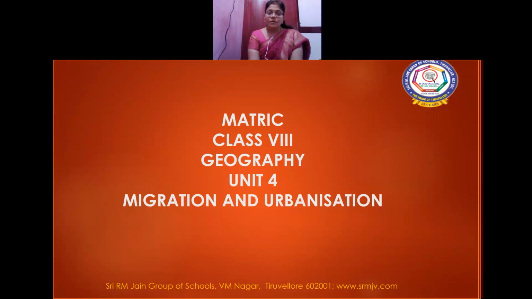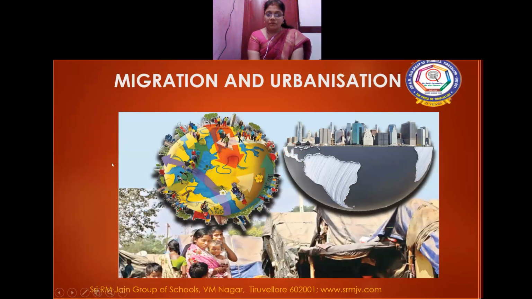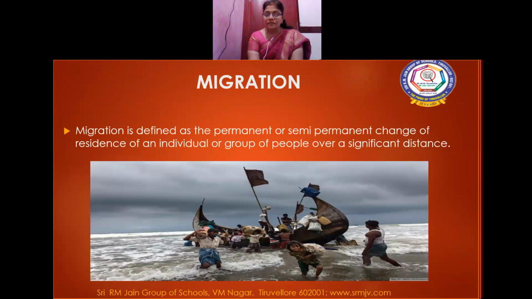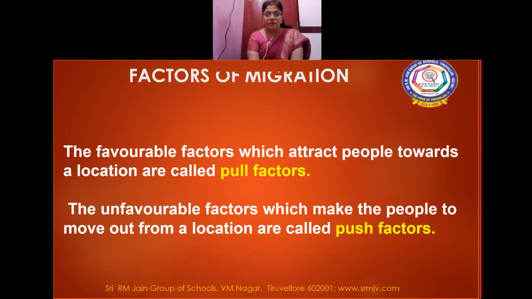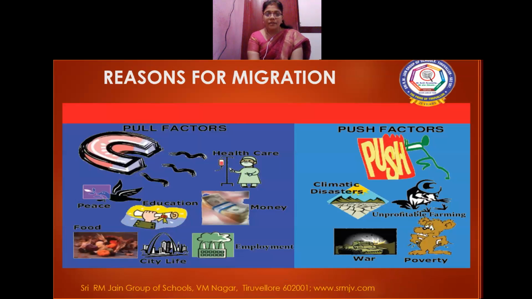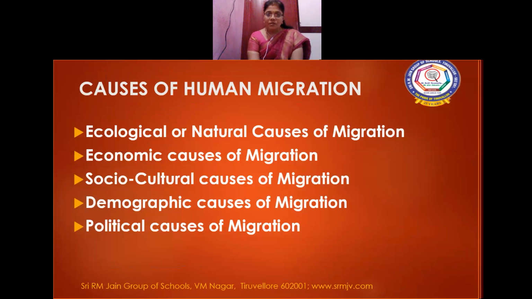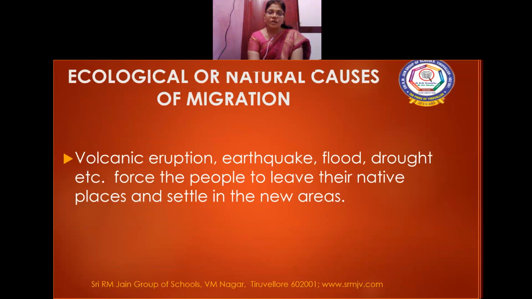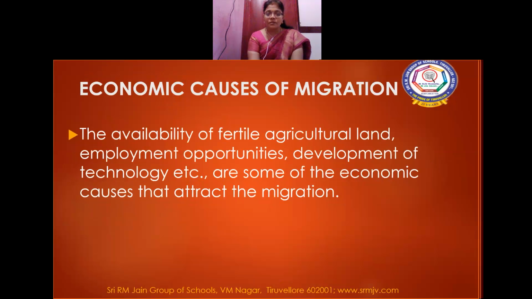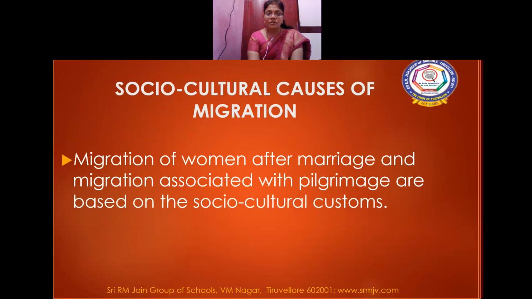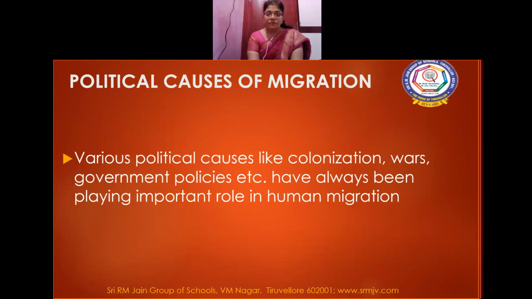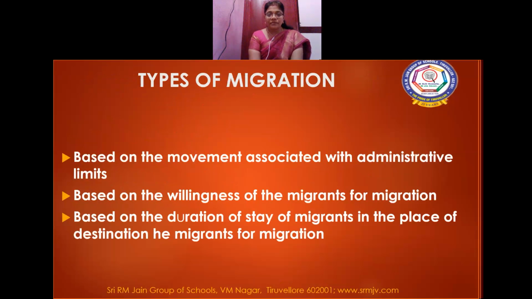Yesterday we discussed migration. We discussed what is migration and the general objectives of this lesson. What is meant by migration we discussed yesterday. Factors of migration we discussed, various reasons for migration and causes of human migration, that is ecological or natural causes, economic causes, socio-cultural causes, political causes. Today we are going to start types of migration.